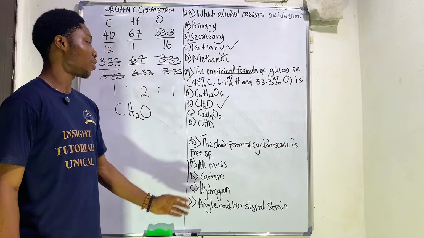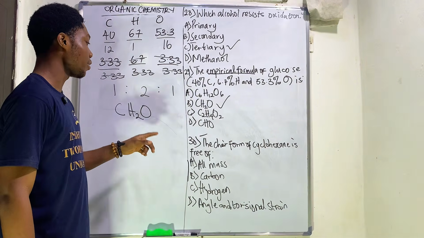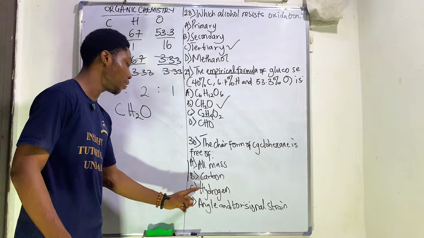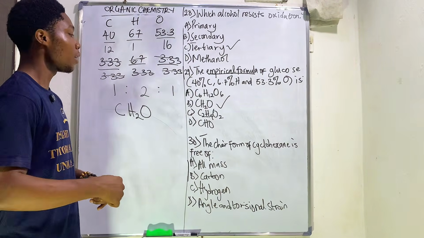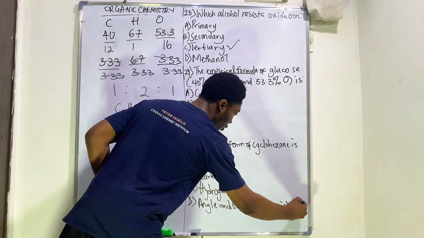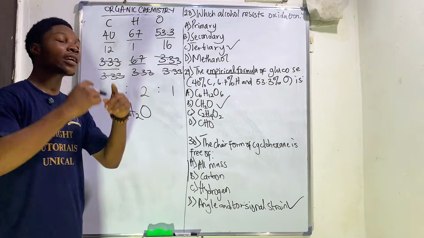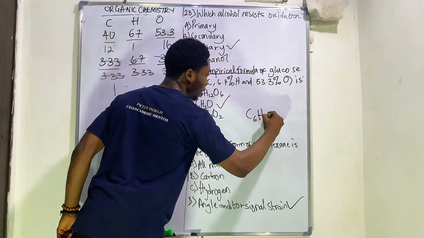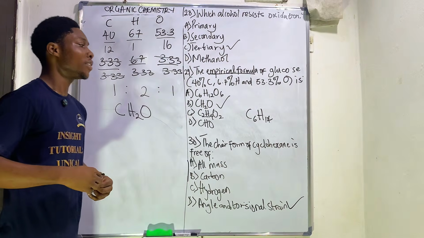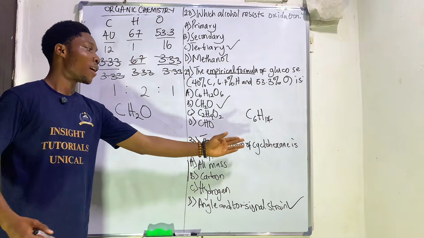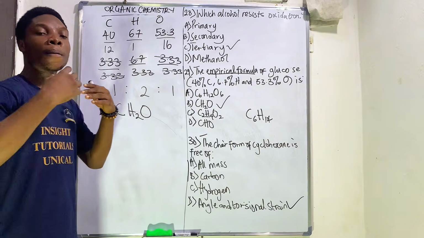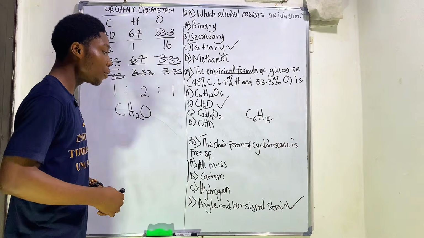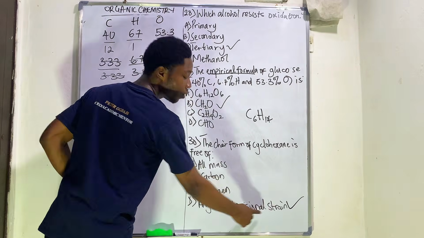Alright, next question. The chair form of cyclohexane is free of A, all mass, B, carbon, C, hydrogen, D, angle and torsional strain. Now, the correct answer is angle and torsional strain. What that means is, in the cyclic form of cyclohexane, hexane is C6H14. Now, in the cyclic form of hexane, which is cyclohexane, the bonds between the carbon and hydrogen are close to each other. So that removes angle and torsional strain.